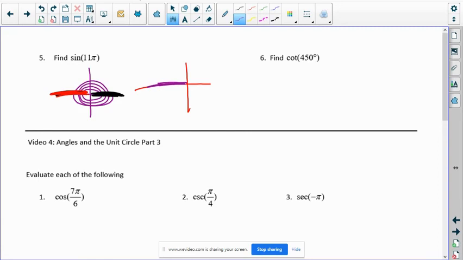Well, sine is opposite over hypotenuse. That opposite side is a ratio of 0 to 1. It's 0.